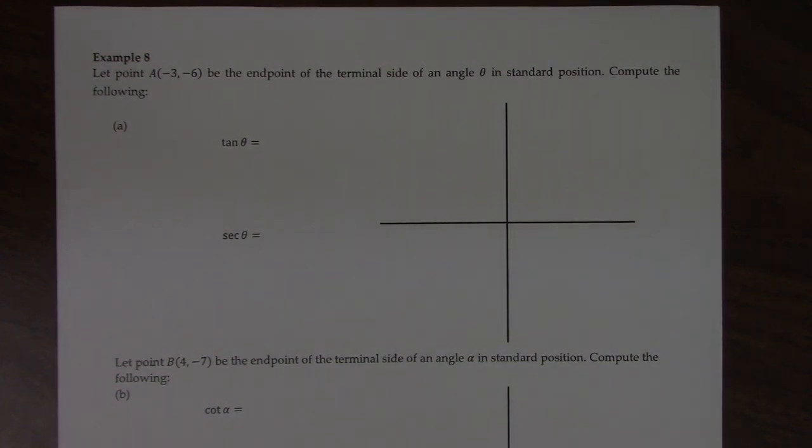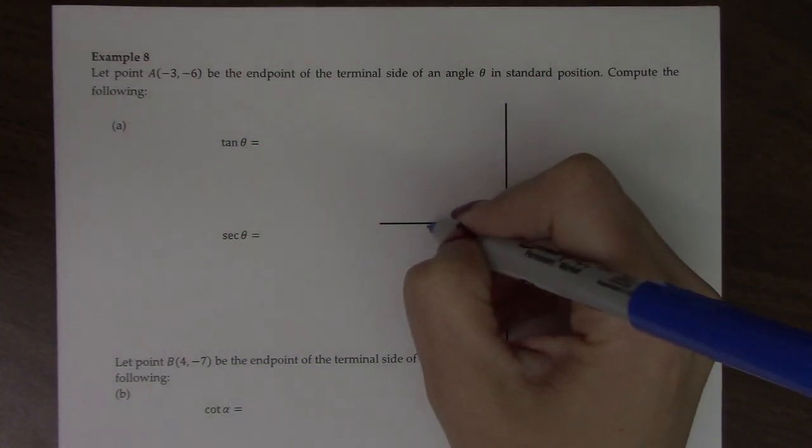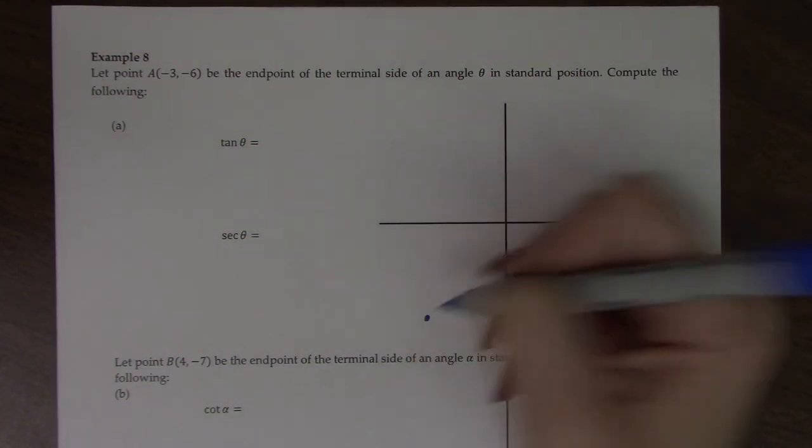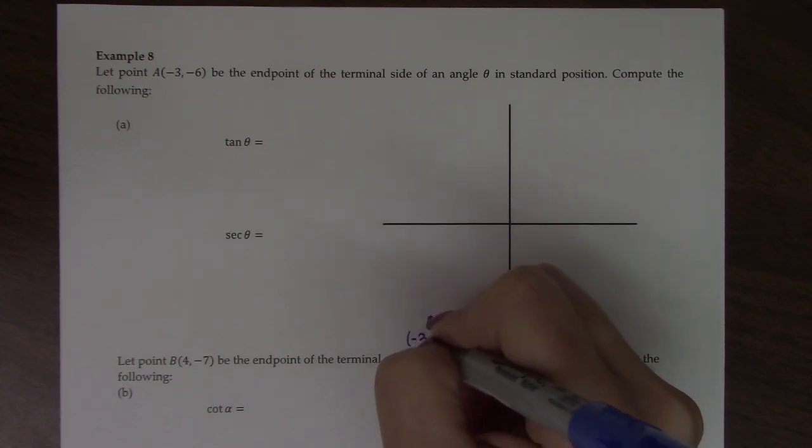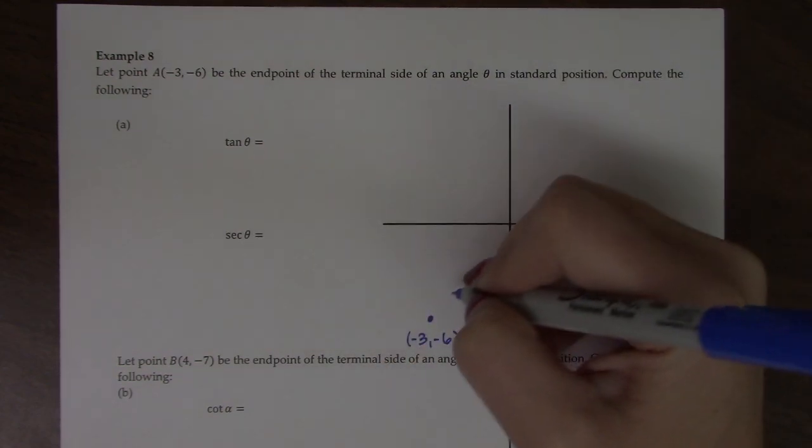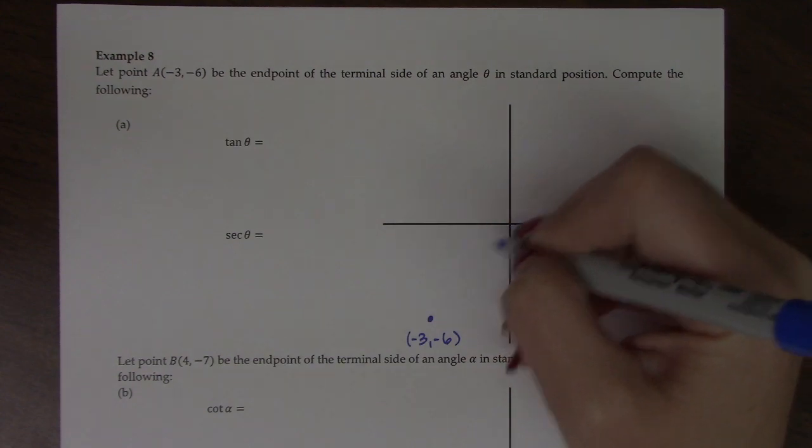Example 8 says, let point A (-3, -6) be the endpoint of a terminal side of an angle theta in standard position. Compute the following. So (-3, -6) is going to be down here, so we're in quadrant 3.